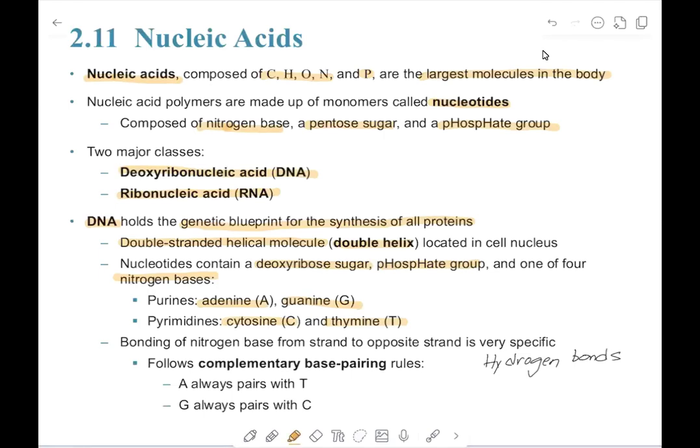So it follows complementary base pairing rules. And what this means is that adenine always pairs with thymine and guanine always pairs with cytosine. There's lots of ways to remember this pairing. Memory tricks or mnemonics will help you a lot in this class.